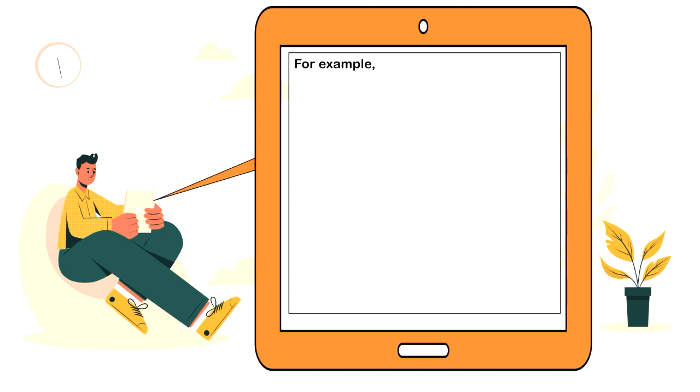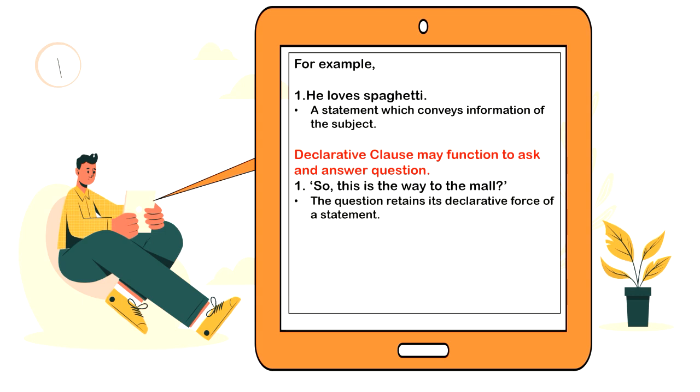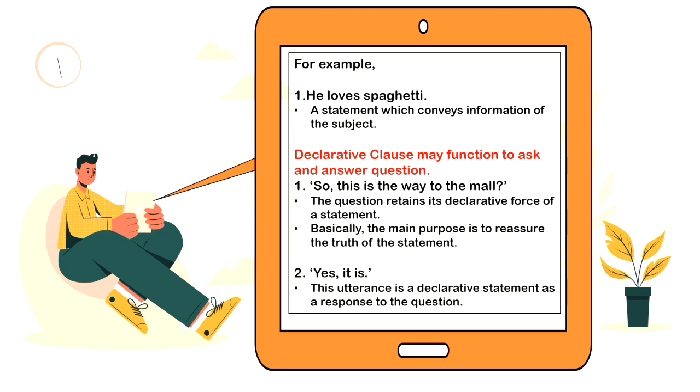Let us look at some examples. He loves spaghetti. This is a statement which conveys information of the subject. Besides, a declarative clause may function to ask and answer questions. For example, so, this is the way to the mall? This question retains its declarative force of the statement. Basically, the main purpose is to reassure the truth of the statement. Yes, it is. This utterance is a declarative statement as a response to the question.